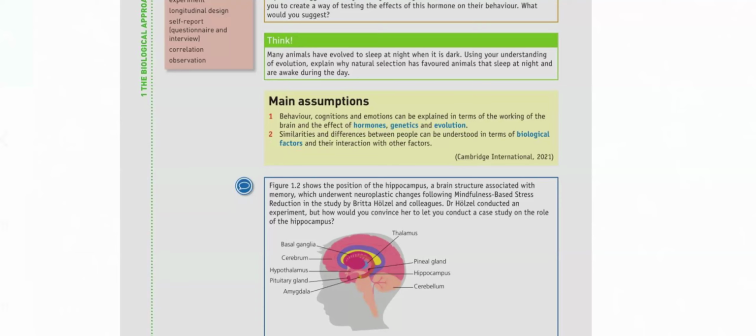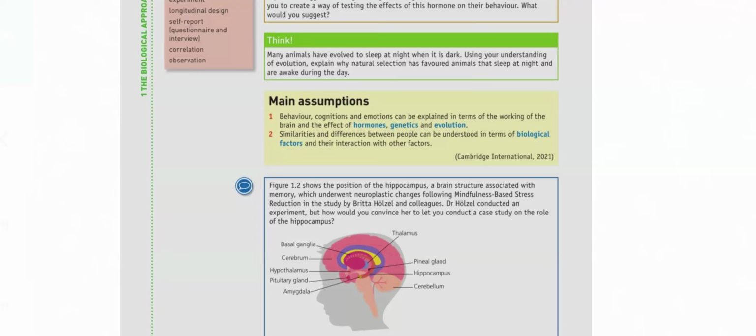Genes are everything that's passed down, hormones are inside the body that basically help the body function, and also your behavior, your cognition, your emotion, all of these things can also be explained by the fact of evolution. Evolution is how human beings have formulated, right?